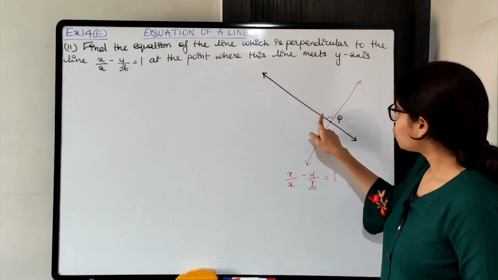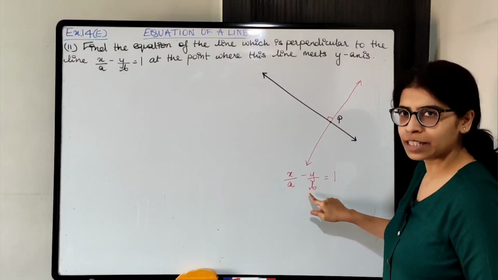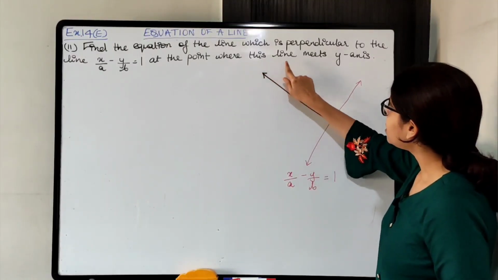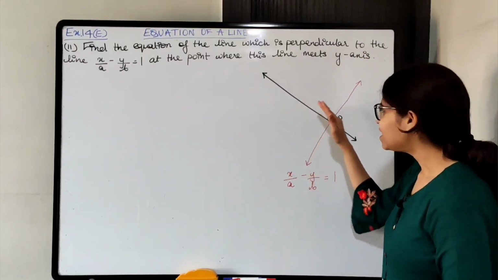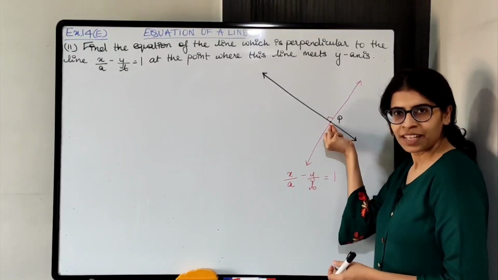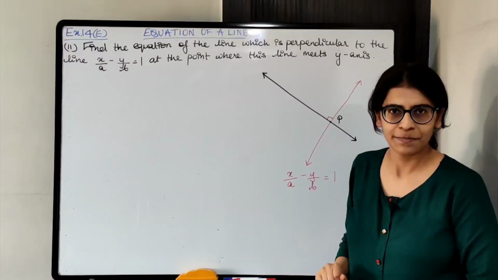So find the equation of the line which is perpendicular to the line x upon a minus y upon b equals to 1 at the point where this line meets y-axis. So the line is cutting y-axis also at this point, that is y-axis is passing through this point.